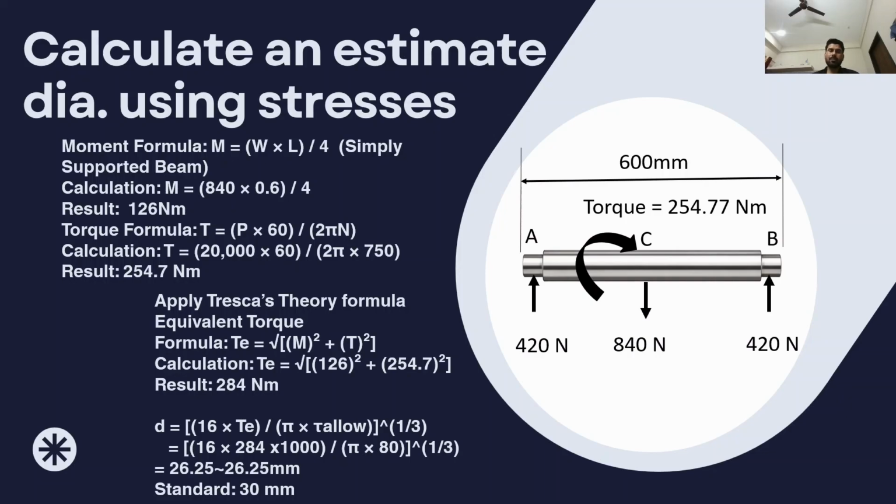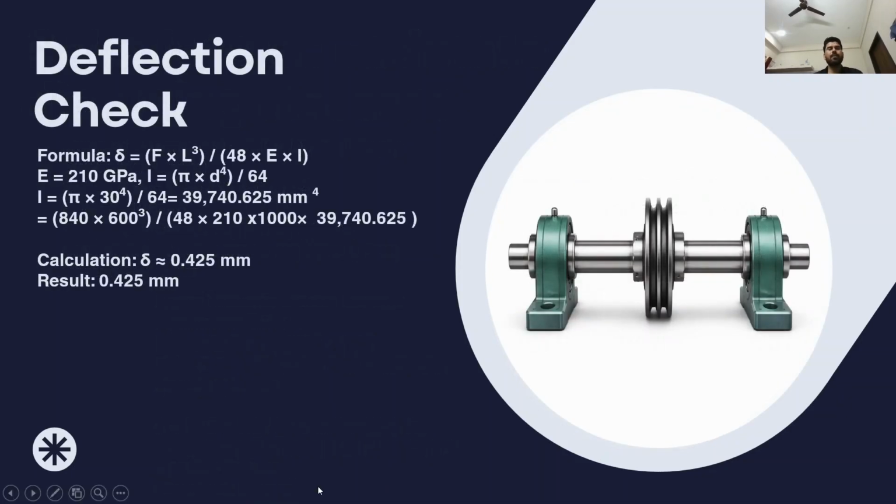You will have to adapt to the sizes available in the market. So as per the market standard, we will have to choose the 30 mm diameter shaft. Now just quickly go to the deflection check, and I am using again the simply supported beam formula for deflection: delta equals FL cubed divided by 48 EI.